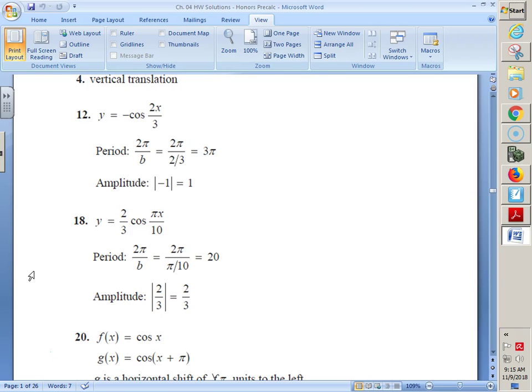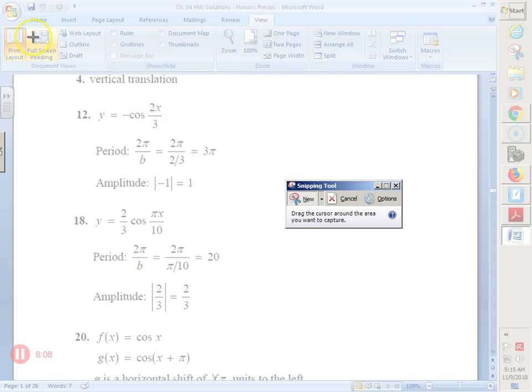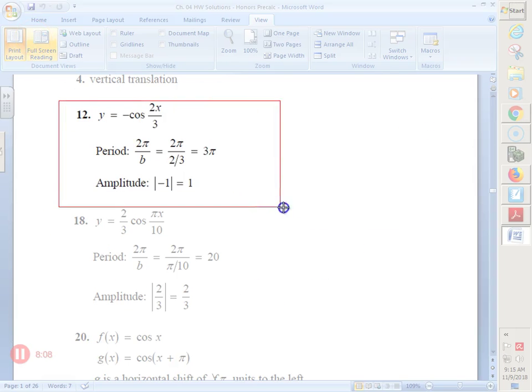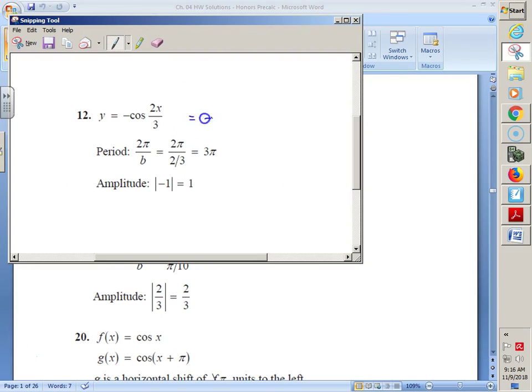2 extra credit problems. Number 4, vertical translation. Number 12, you guys can see both the period, which they had to take the coefficient 2 over 3. You needed the entire coefficient. This could have been rewritten as negative cosine of 2/3 x. Remember, it's the same thing.